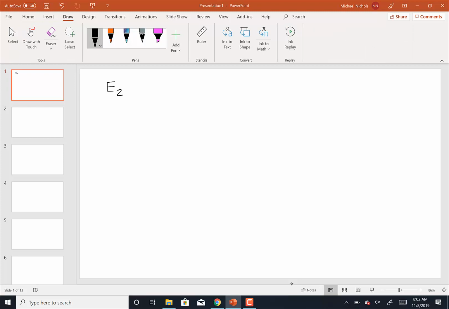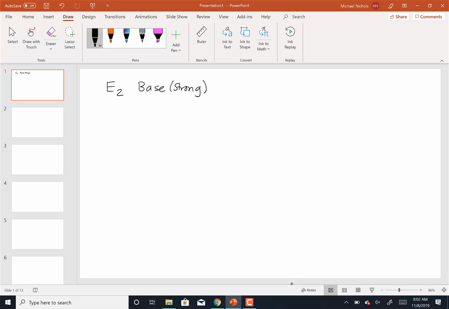So in an E2 mechanism, we're going to use a strong base in order to make the reaction go. And in this case, the base is going to take an active role in grabbing the beta hydrogen and starting the process.